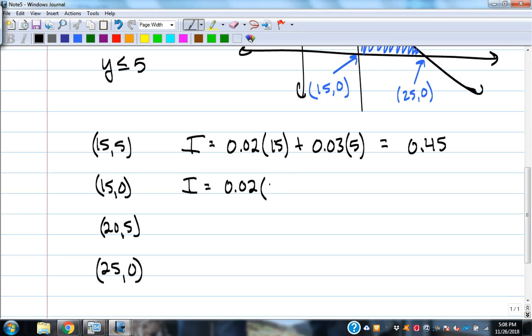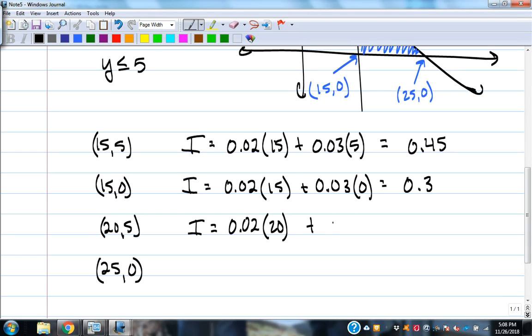Then x is 15, and for this one, y is 0. So that'd be 0.3. This one, we're plugging in 20 for x and 5 for y. So it would be 0.4 plus 0.15, which is 0.55. On this one, you're plugging in 25 for x and 0 for y.